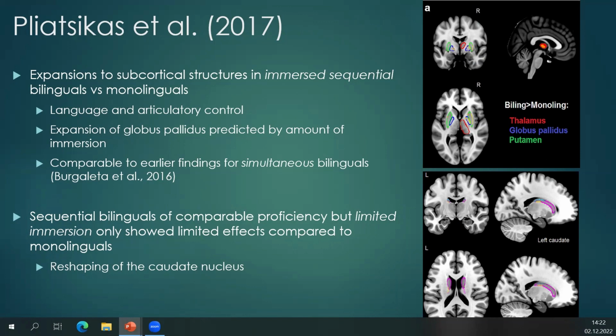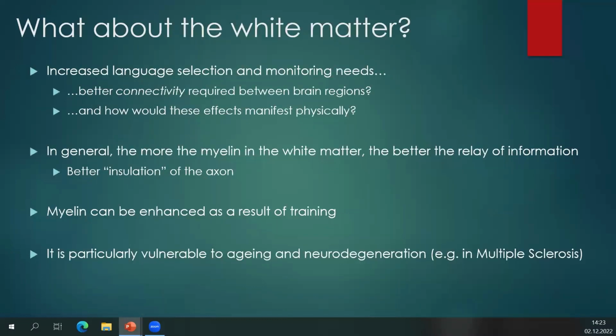This pattern was comparable to earlier findings for simultaneous bilinguals. Actually, the similarities between the two studies were scary, but very nice for this thing. In the same study, we compared sequential bilinguals of comparable proficiency, but very limited immersion in the UK, to monolinguals, and we found very, very limited effects, and all of them in the caudate, right? A structure that wasn't found to be affected in the immersed group. It will all make sense.